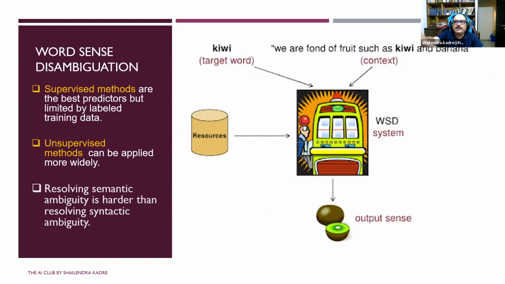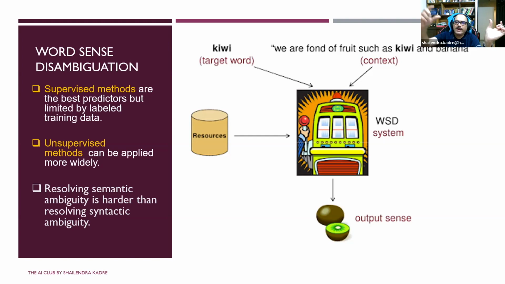Then this is a word sense disambiguation engine, just for your knowledge, to show how it works. You feed the engine one sentence: "We are fond of fruit such as kiwi and banana." So we are feeding this context into the engine. The target word to analyze is kiwi. Kiwi might represent the New Zealand cricket team, who are called kiwis, and kiwi is also a fruit. So in some sentence we encounter kiwi in the sense of the New Zealand cricket team, and in another in the sense of fruit. Now we have to disambiguate it.